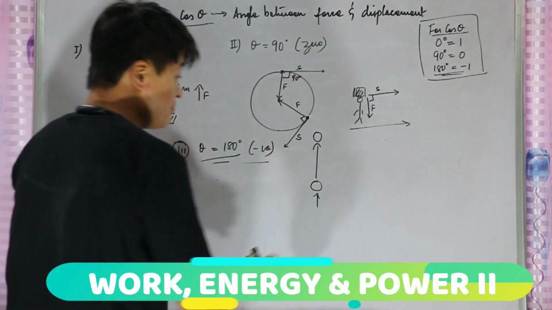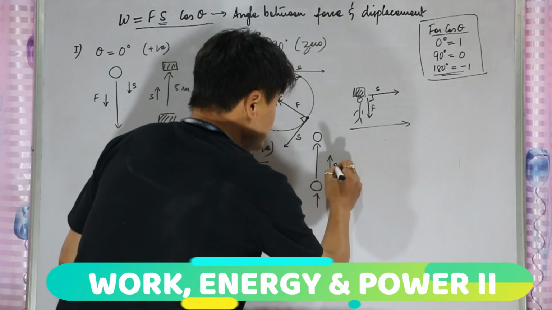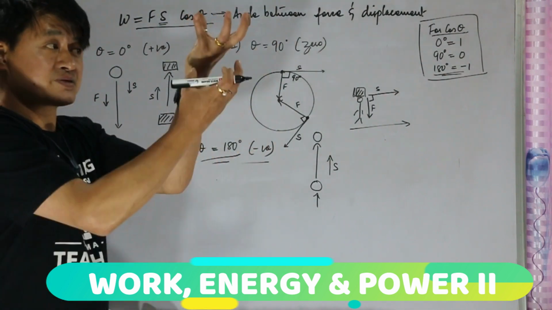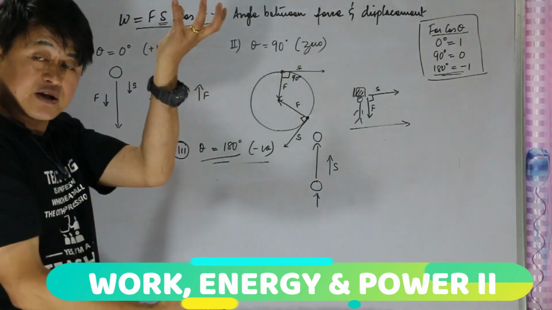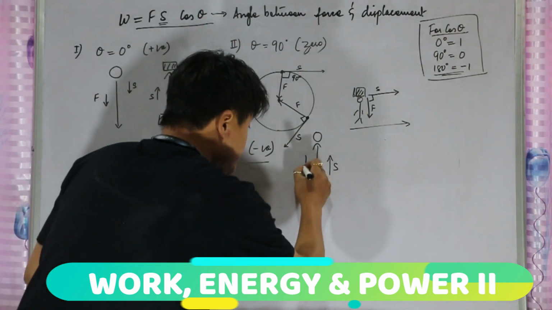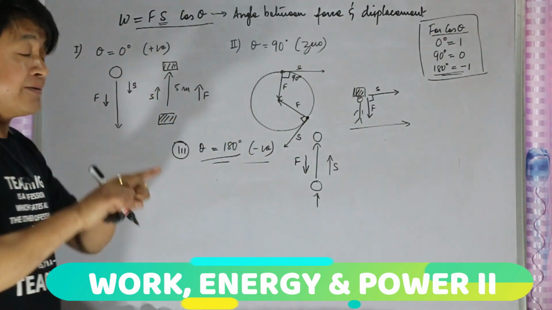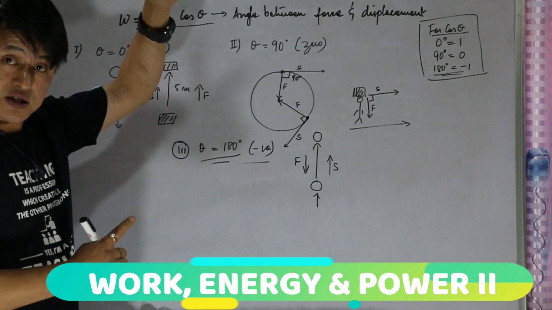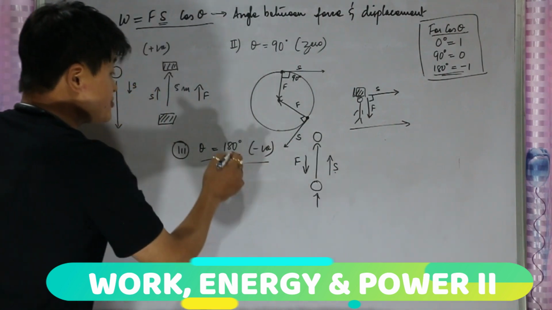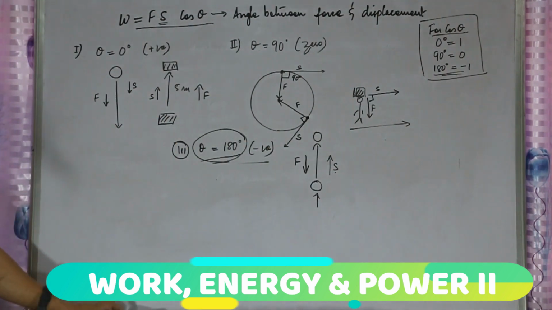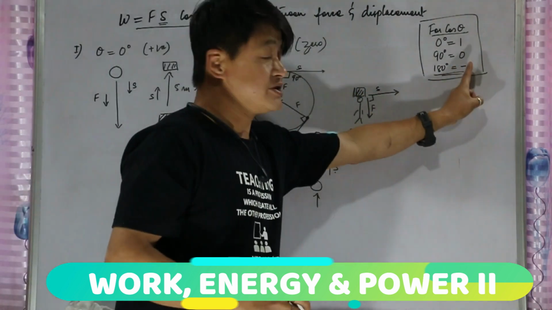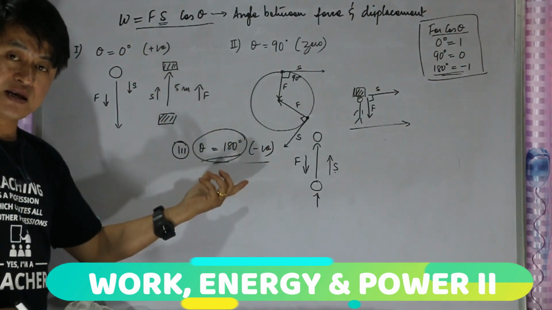It will reach here, so the displacement will be towards this direction. But whenever the ball is going upwards, it is constantly being pulled down by the force of gravity. That means the force is towards the downward direction. At that time the force and the displacement are in opposite directions, so the angle between them will be 180 degrees. When theta is 180 degrees, cos theta will be -1, so the work done will be negative at that time.